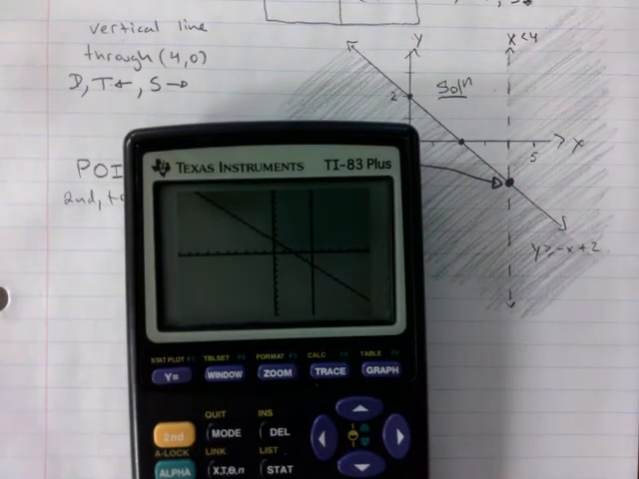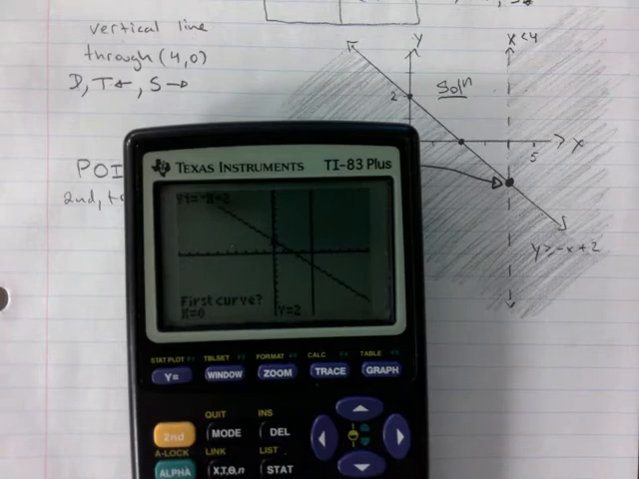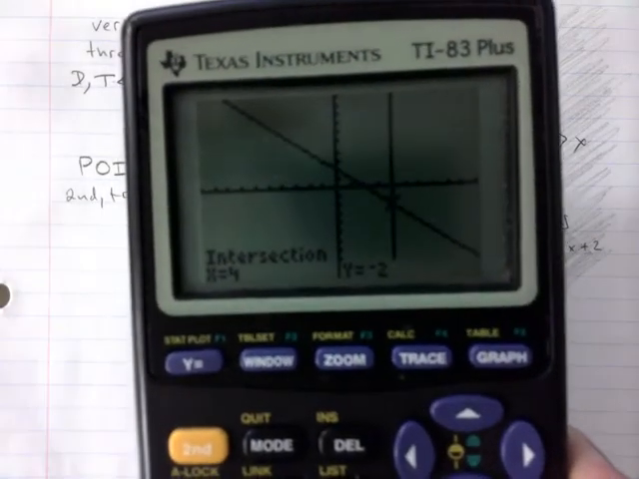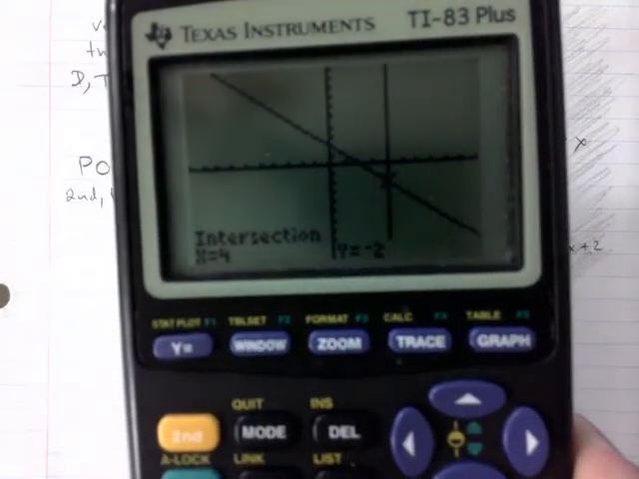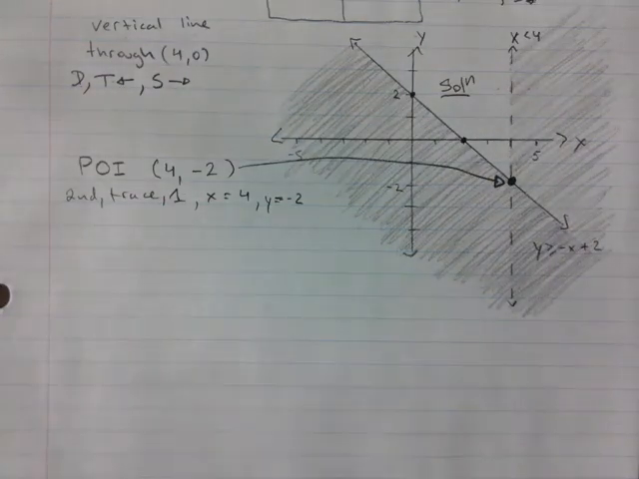And how do you find the intersection between two lines? Second trace 5. And because it's only 2 lines, you can close your eyes and just press enter 3 times. There it is. 4, negative 2. It's up to you how you want to do it. Either method will work just fine.